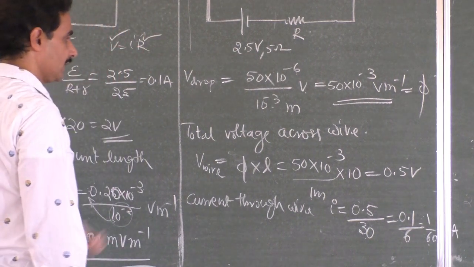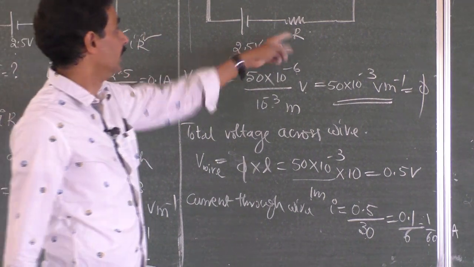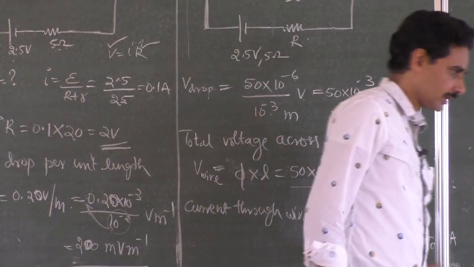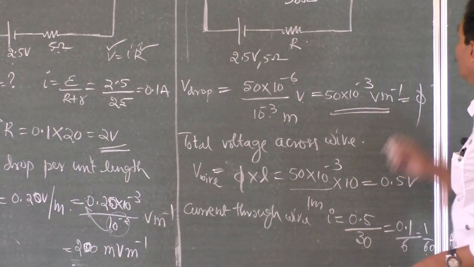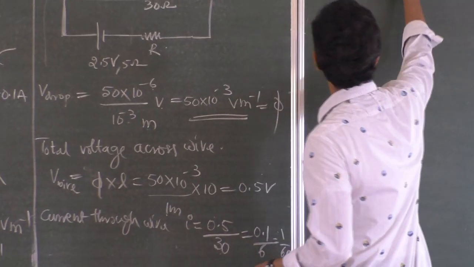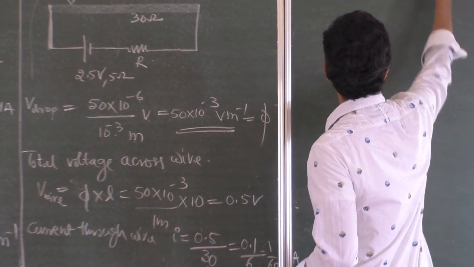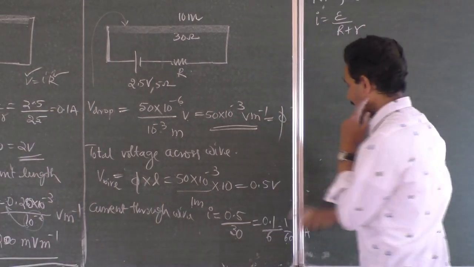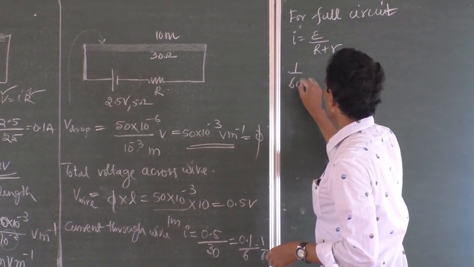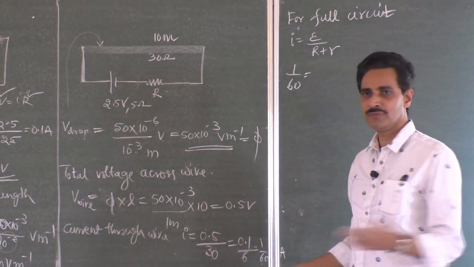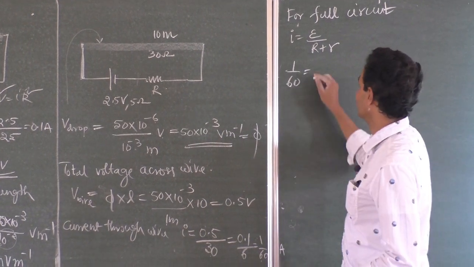Now the question is, what is R? Now for the whole circuit we will apply it. For the full circuit, I is equal to E by capital R plus R. I is the same because whatever current flows through one of the components in series, that is the same current flowing in the whole circuit. So 1 by 60 is equal to E.